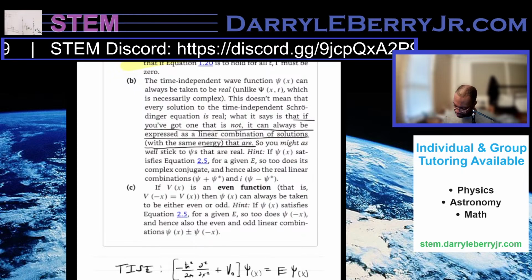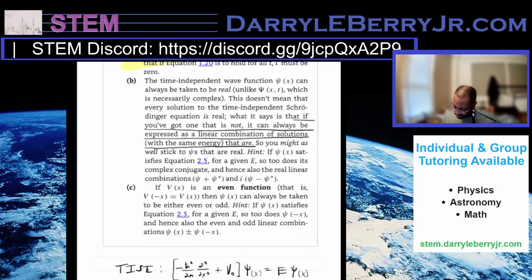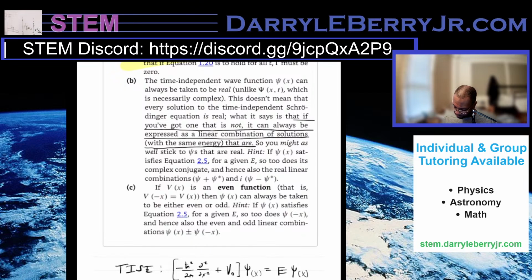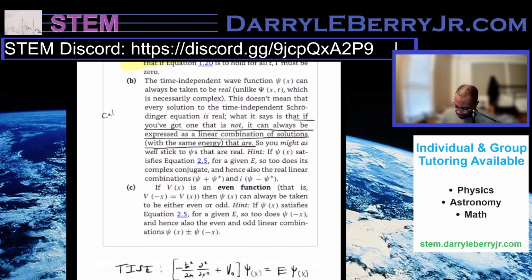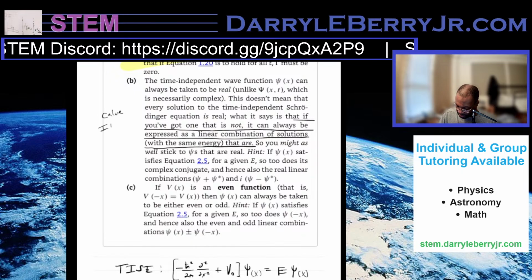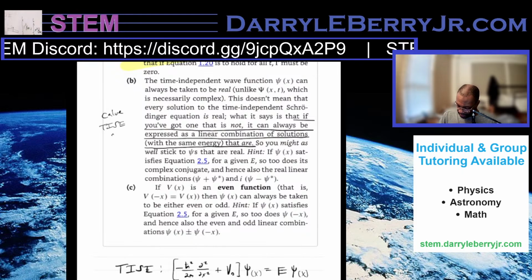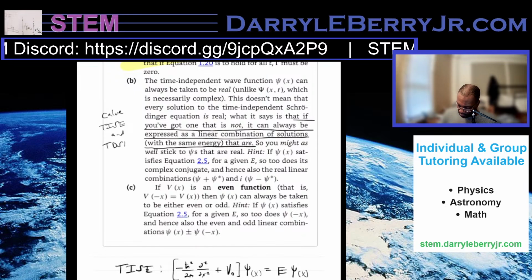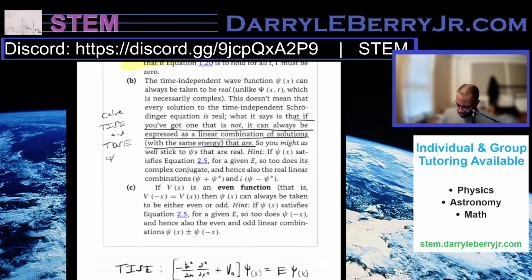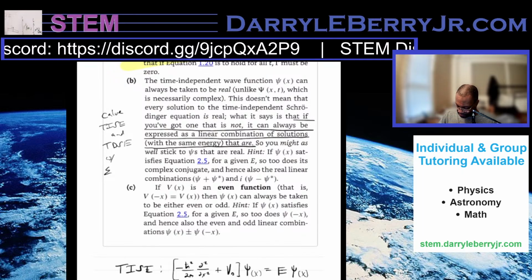So even if a solution to the time-independent Schrodinger equation is not real, apparently this is saying both of them. You can solve time independent and time dependent with a sum of energy eigenstates.